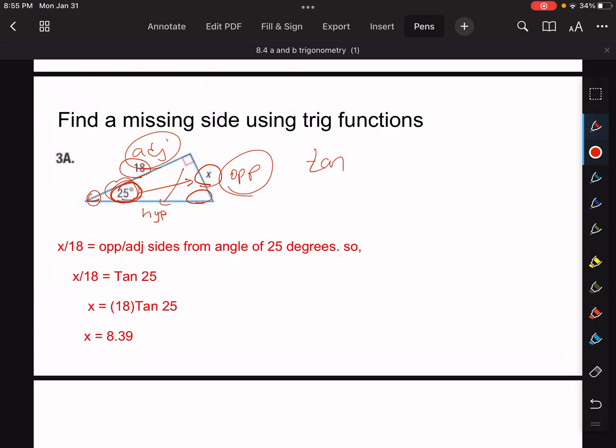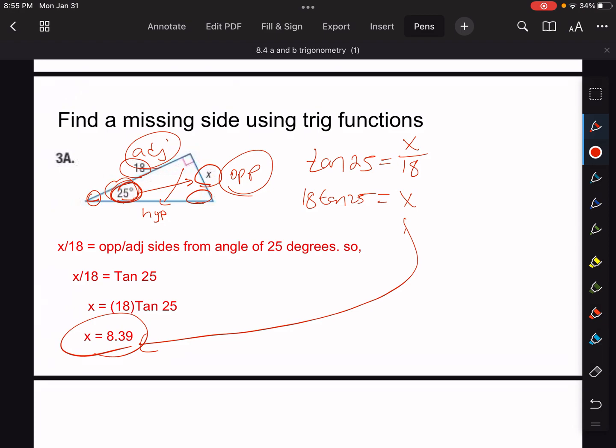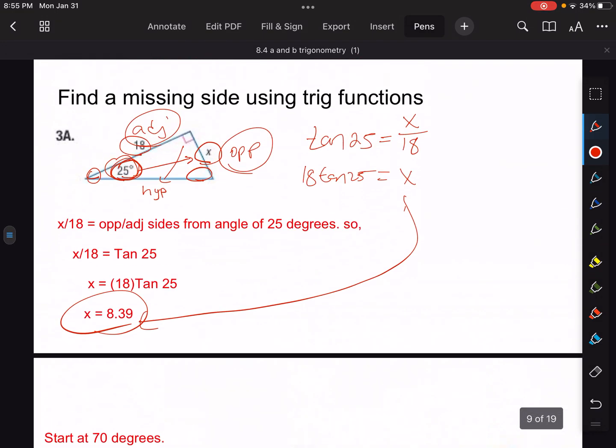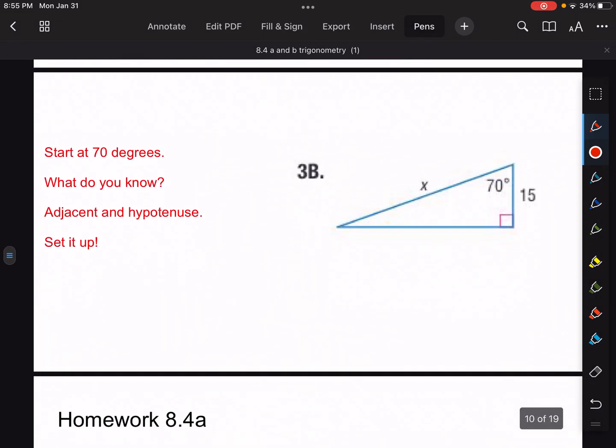So I can say the tangent of 25 degrees is equal to opposite, which is x, over adjacent, which is 18. Okay, to solve this for x, I can multiply both sides by 18 here, and I get x is equal to 18 tangent 25 degrees. Simply put that into your calculator, and what you'll end up with is approximately 8.39. Okay, so that's how you can solve these using trig, which is pretty cool because we haven't done that until now.